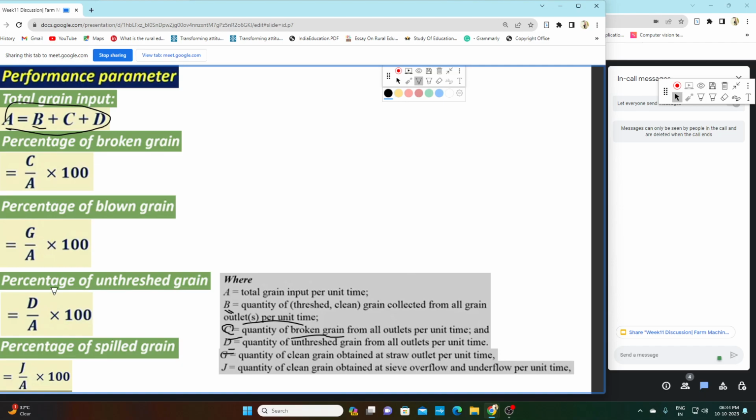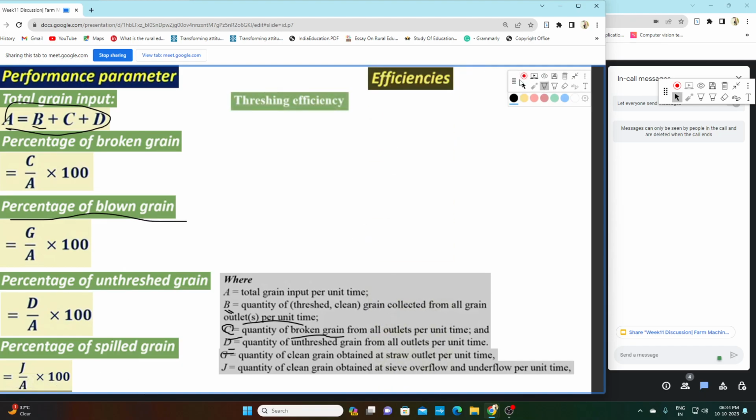Now what are G by A and J by A? G is the quantity of clean grain obtained from the straw outlet per unit time, not the grain outlet but the straw outlet. So percentage of blown grain is G by A into 100. J is the quantity of clean grain obtained at the sieve overflow and underflow per unit time, the grain which is spilled. So percentage of spilled grain is J by A into 100. Now, what are the different efficiencies?